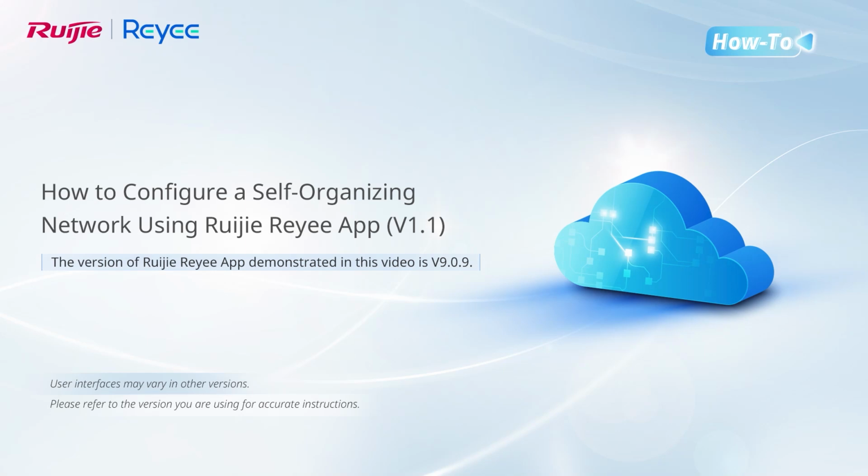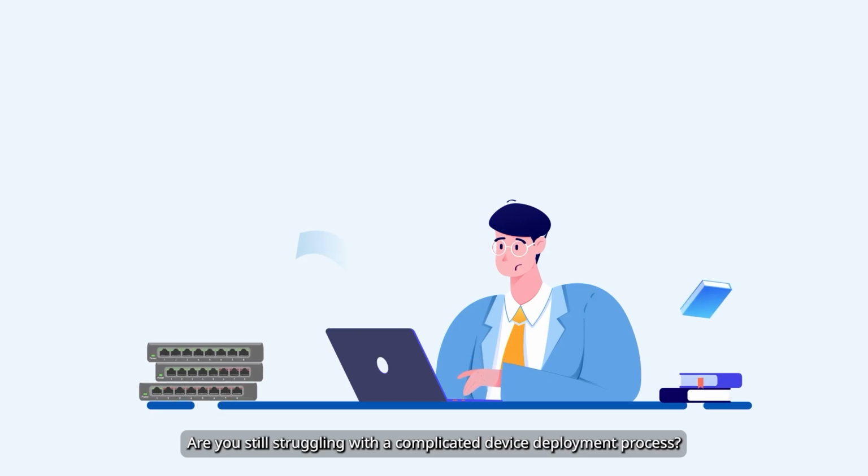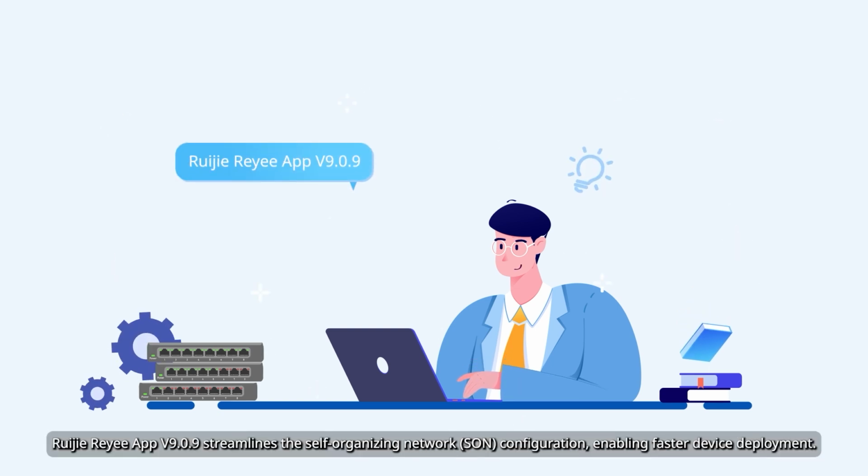This video demonstrates how to deploy devices using Ruijie Reyee app. Are you still struggling with a complicated device deployment process? Ruijie Reyee app version 9.0.9 streamlines the self-organizing network (SUN) configuration, enabling faster device deployment.